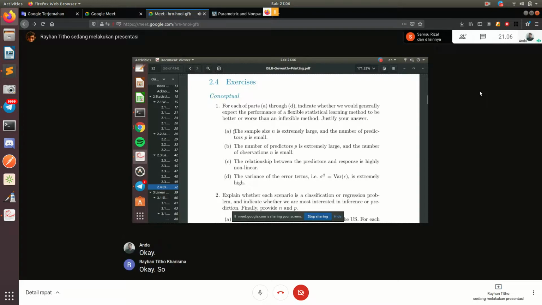Flexible non-parametric, yes. The first case: the sample size n is extremely large and the number of predictors p is small. I'll say a parametric function will do better. Give us the reason, not just the answer.